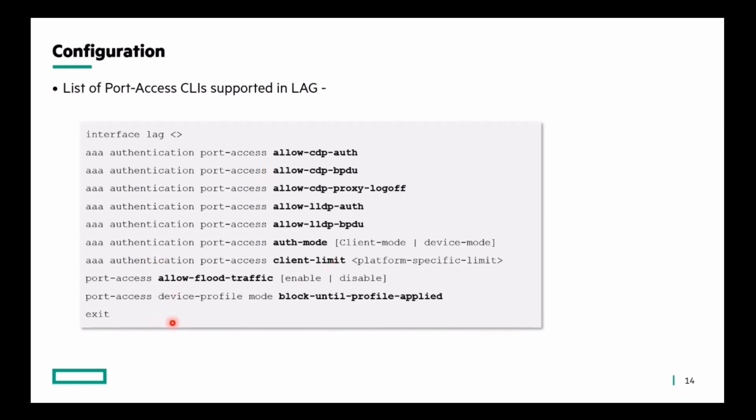The other important one is allow flood traffic enable. We have silent devices also connected over the LAG. By default, when we have the secure mode as block until profile applied, both the ingress and the egress direction will be blocked. So if we want to send some Wake on LAN packet or wake up the silent devices, we need to open up the egress path. For that purpose, we need to enable the CLI allow flood traffic enable. This is a pre-existing security configuration now available in the LAG as well.